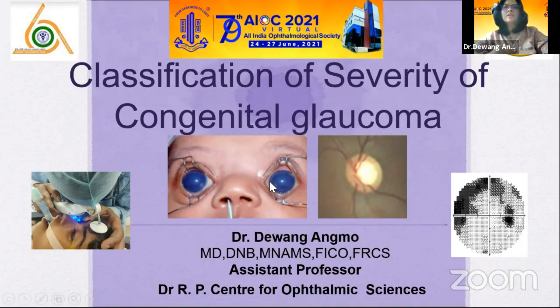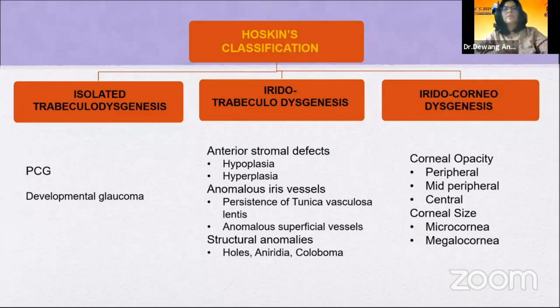So coming on to the classification of severity of congenital glaucoma. Once we diagnose a case of congenital glaucoma, next we should classify them, because we need to prognosticate the patients. We need to tell them what the long-term outcomes are, because this is the concern the parents and the patients ask about.